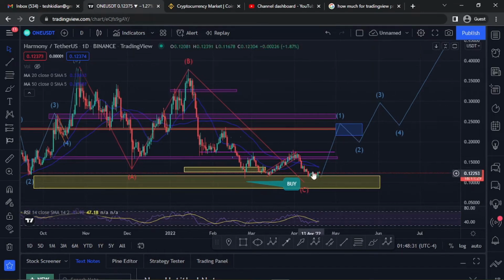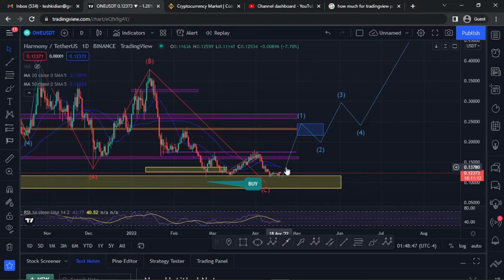So in case we break below this, the worst case scenario will be playing out. It's also worth noting that we are trading below the 50-day MA and also the 20-day MA, and they have crossed, giving us a bearish indication over here. So we need to be careful with what is happening in the market.